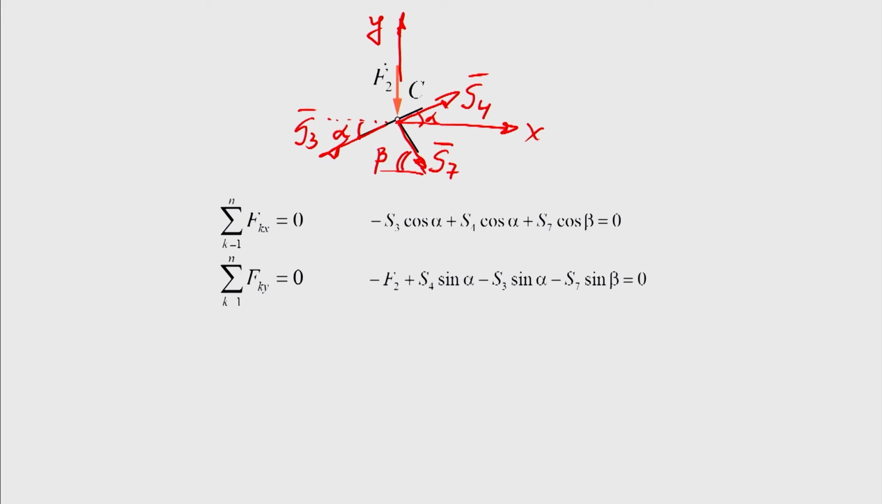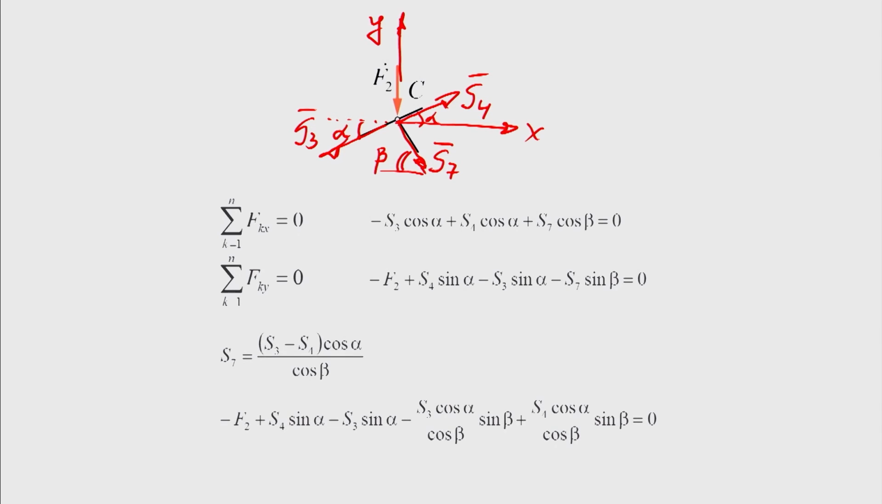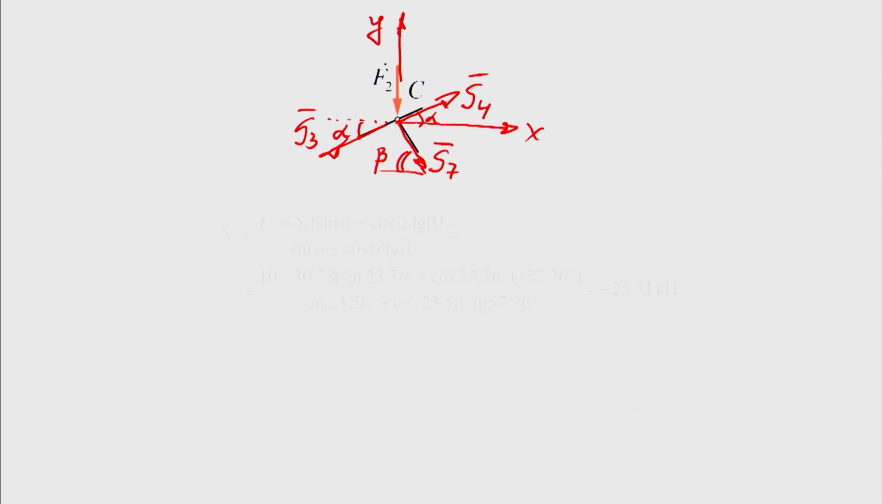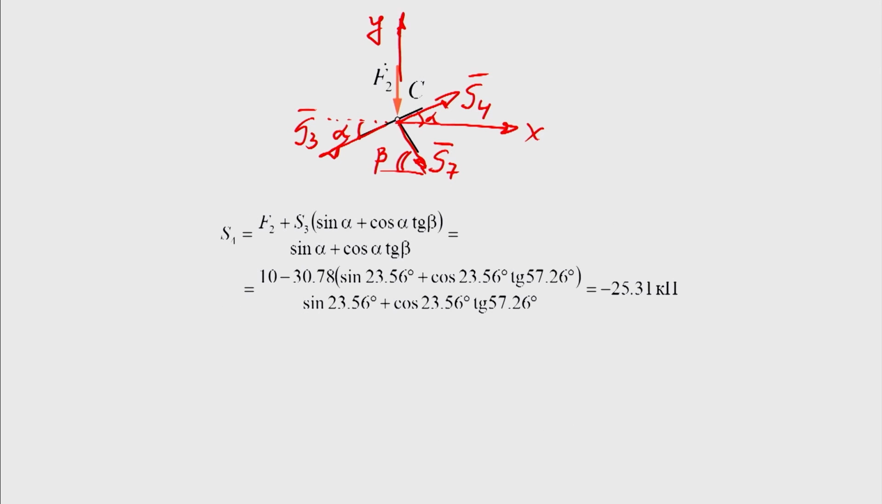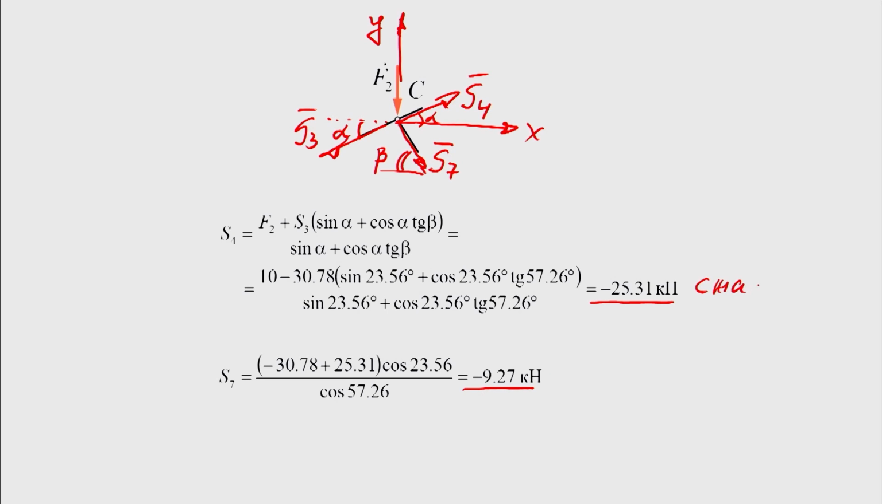To solve the resulted system of equations, we express S7 from the first equation and substitute it into the second equation. We then find the values of the forces S4 and S7. The values are negative, which means that both the bar 4 and the bar 7 are compressed.